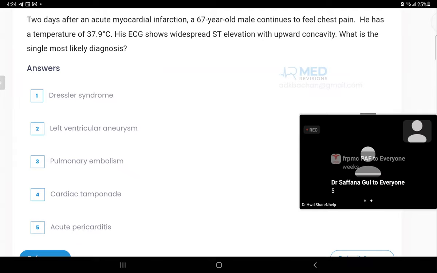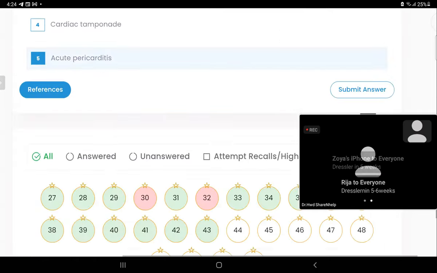So Dressler takes weeks. Pericarditis does not take weeks. Okay, all right, that is correct.